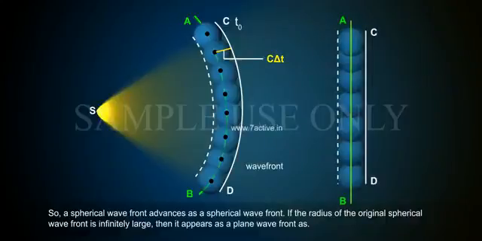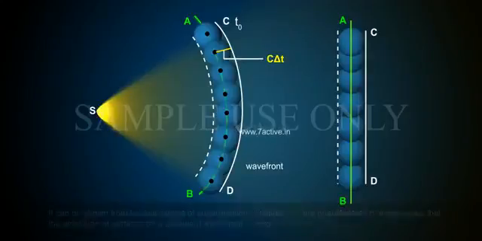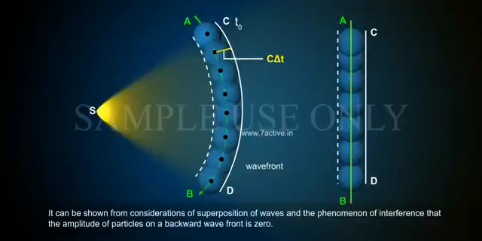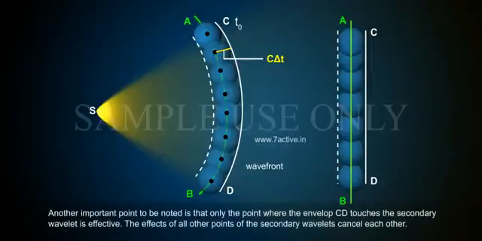If the radius of the original spherical wavefront is infinitely large, then it appears as a plane wavefront. It can be shown from considerations of superposition of waves and the phenomenon of interference that the amplitude of particles on a backward wavefront is zero. Another important point to be noted is that only the point where the envelope CD touches the secondary wavelet is effective. The effects of all other points of the secondary wavelets cancel each other.